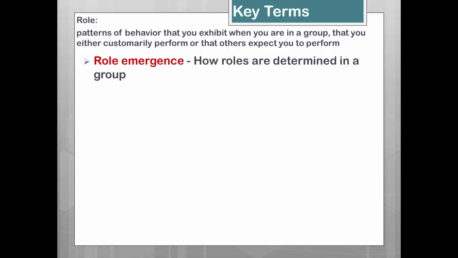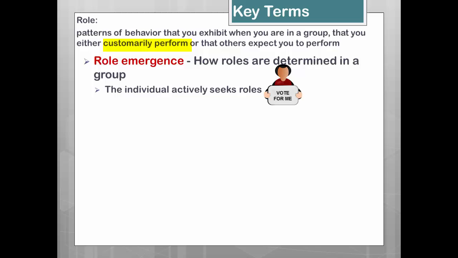Let's turn to the concept of role emergence, which deals with how the roles are determined in a group. There are two ways roles emerge. The first is that you may actively seek or audition for a particular role. It may be a role that you find exciting and enjoyable, or a role that you have played successfully in past groups. For example, I tend to be a good note taker, so if there's a need for someone to take notes, I'll usually volunteer to do it. Or you may be good at cracking a joke when the situation gets tense, so you may try out for the role of tension reliever.